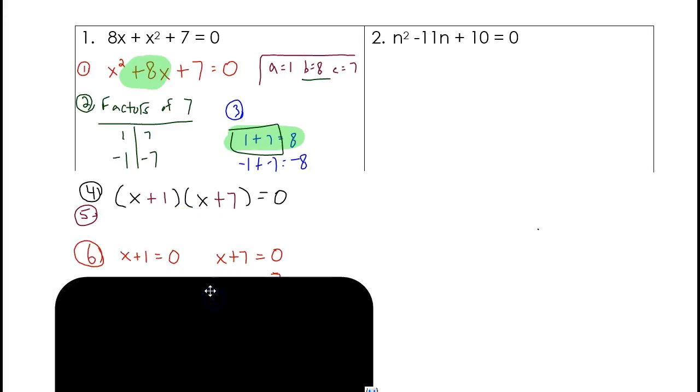Our sixth step is to set each one of these guys equal to 0. This is called the zero product property. Product is a word we use for multiplication. So basically, if x plus 1 were equal to 0, 0 times anything would be 0. Or if x plus 7 were set equal to 0, 0 times whatever's in the first parentheses would be equal to 0. So if either of those binomials is equal to 0, we've got a solution.